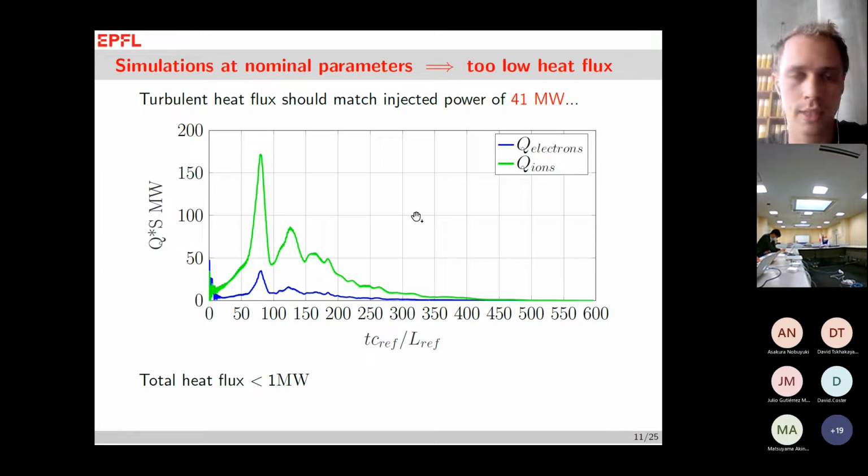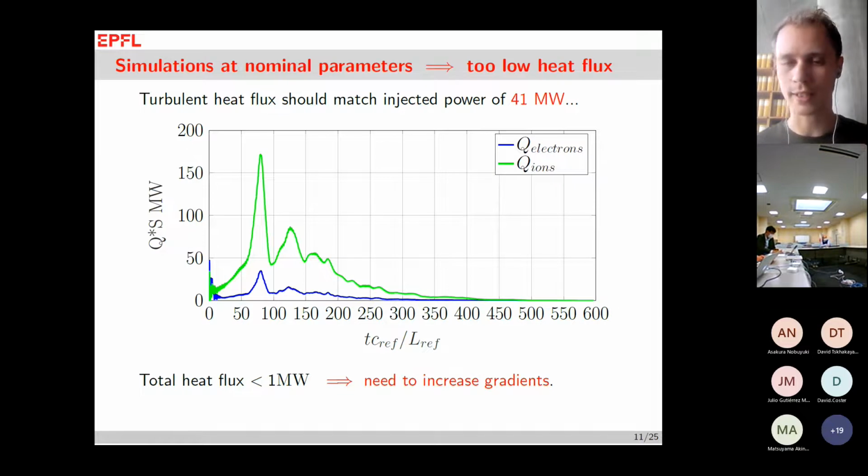But what we see, so here I show the time trace of the heat flux for the electrons and ions. And what we see is the fact that this heat flux becomes very small and much lower compared to what we expect. So it's clear that we somehow have to change the input parameters. And here we do this by increasing the gradients. So we increase the gradients in order to try and increase the heat fluxes and come closer to the value that we actually want.